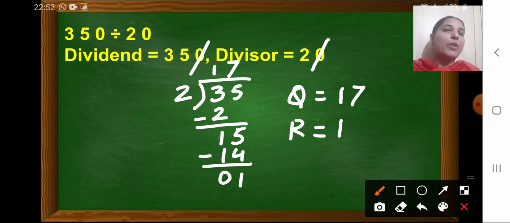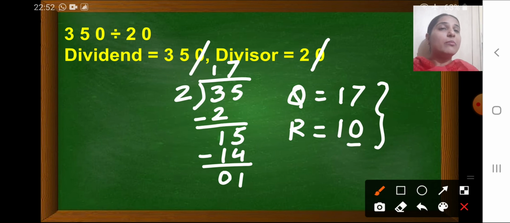We will write 1, and again we will add the common number of zeros that we cancelled in both the dividend and divisor. So we will add that 0 again here in the remainder to get the answer. Okay. So in this case, the quotient is 17 and the remainder is 10. Why did we add that 0 here again? Because you just divide that and you just see what you will get as the remainder.